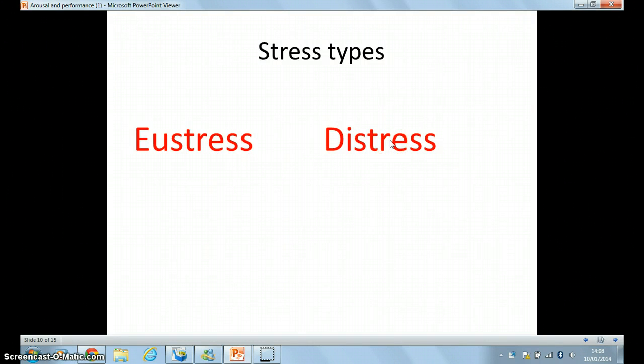Then distress, which is the opposite of eustress, so it is a bad form of stress. It can cause you extreme anxiety and nervousness. For example, taking a penalty in the World Cup final because of the implications of the kick. You will be very nervous about it.